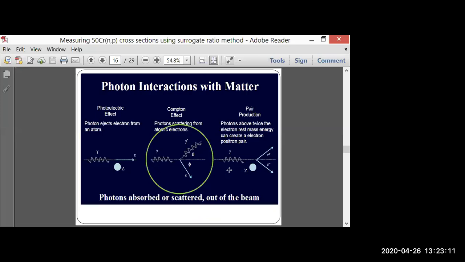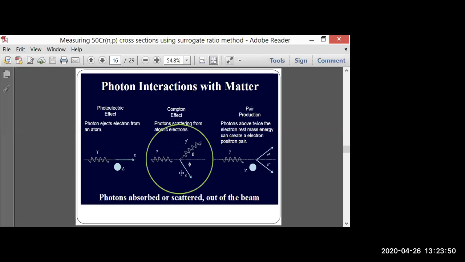Now we come to the second part of the talk: how photons interact with the material. I got this picture, and the bottom line sentence is very clear about the mechanism of how it interacts with material. You see, the photon is absorbed, or scattered, or goes out of the beam. So we all know where it is absorbed. In this case, you shoot a gamma, you shoot a photon, there is a material, and you are getting an electron. Everybody knows this is the photoelectric effect. Then you shoot a photon, there is an electron, and you are getting scattering.